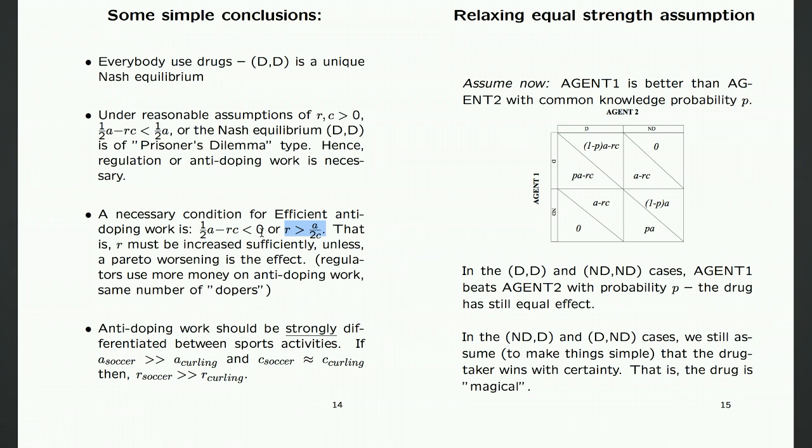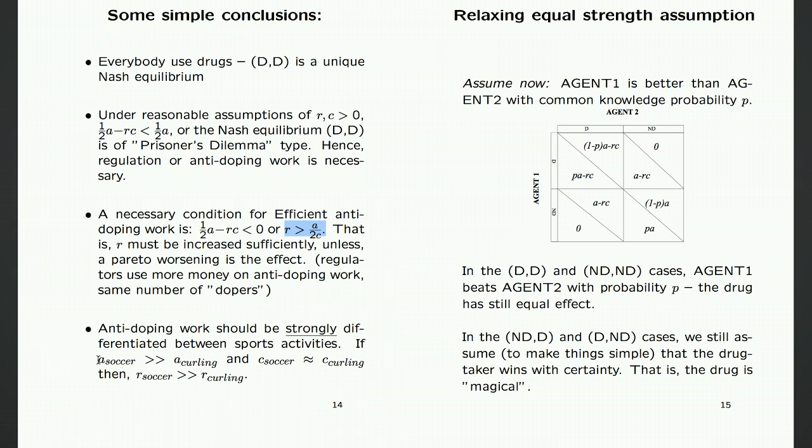Okay, that's kind of what this says. So what you could do is to divide money more evenly among competitors. That would actually have a positive effect on doping. A final point here, which is kind of obvious, is that anti-doping work should be strongly differentiated between sport activities.